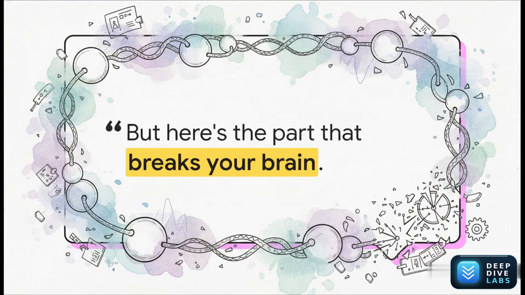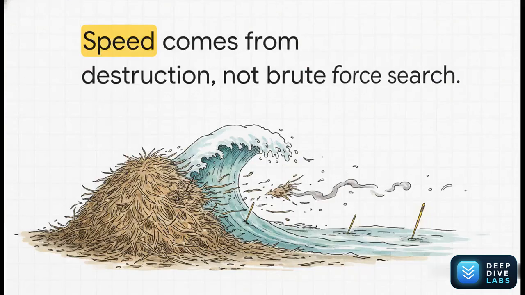But here's the part that breaks your brain. Speed comes from destruction, not search. A quantum computer absolutely does not get its power from trying everything at once like some brute force search engine. Nope. It gets its power from making almost everything cancel. The real art of quantum computing isn't exploring the haystack. It's engineering a wave that makes every single wrong needle in that haystack completely vanish.